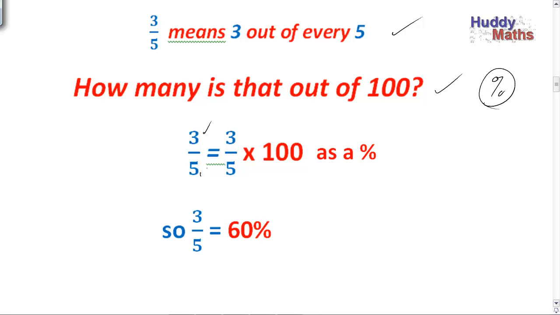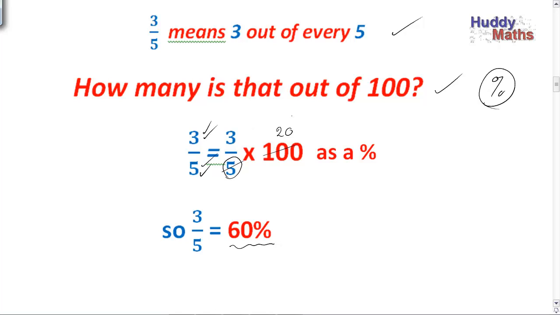3 out of every 5. How much is that out of 100? Well, let's find 3/5 of 100. Or say, how many 5s go into 100? Or how many times does 5 go into 100? There are 20 fives in 100. So this would be 60 per 100.